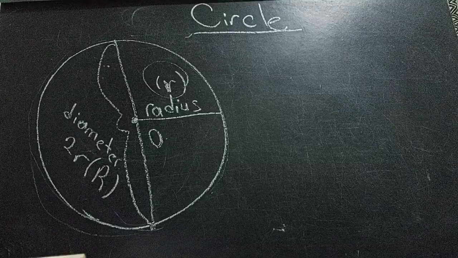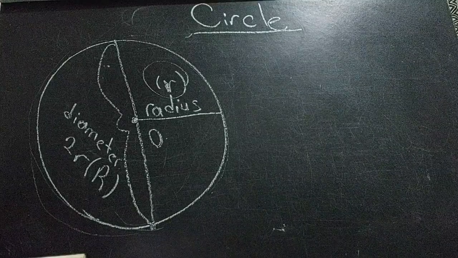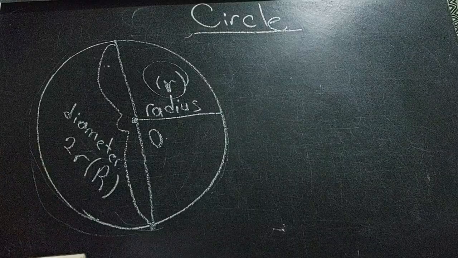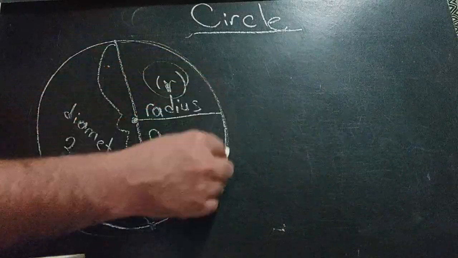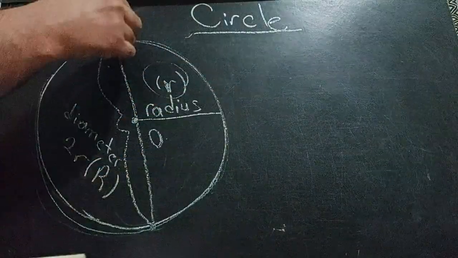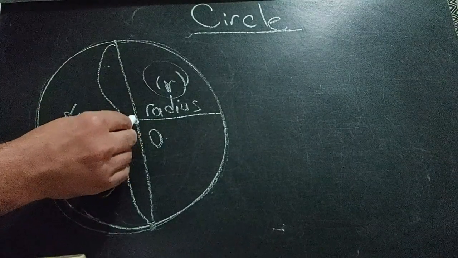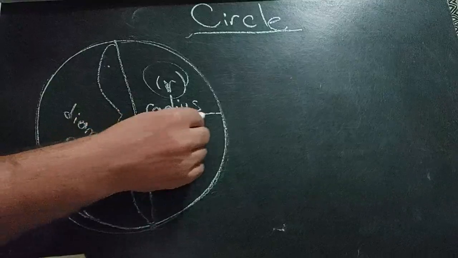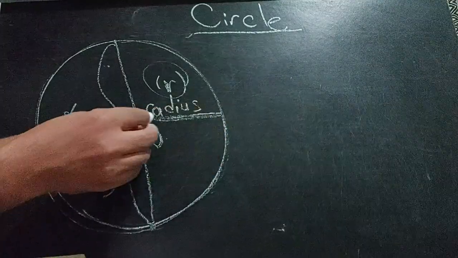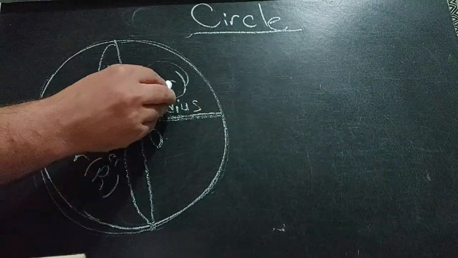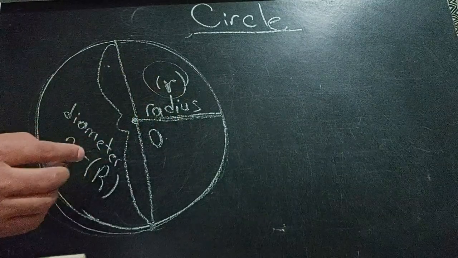Come, ladies and gentlemen, in this lesson we are going to talk about circle. So this all around of circle is called circumference. The distance between center and circumference is called radius, represented by r.